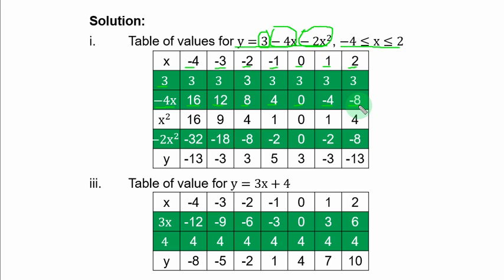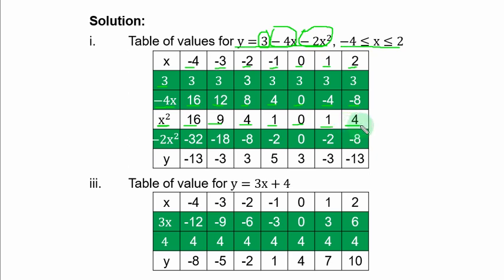For us to get -2s², let us first get s². To get s², you square each value of s. -4 squared equal to 16, -3 squared is equal to 9, -2 squared is equal to 4, -1 squared is equal to 1, 0 squared is 0, 1 squared is 1, 2 squared is 4.